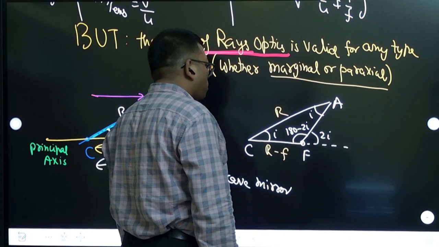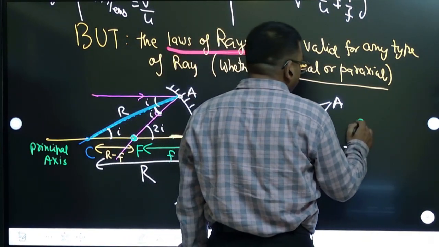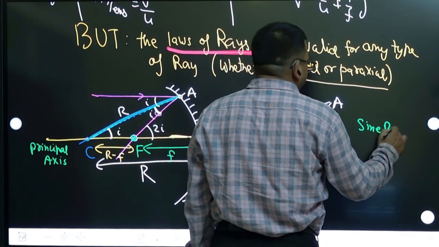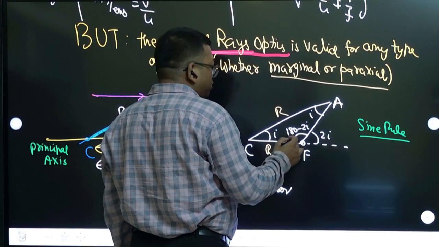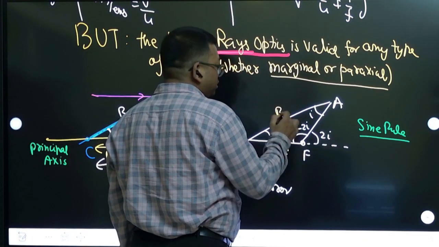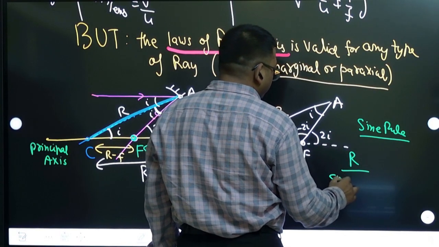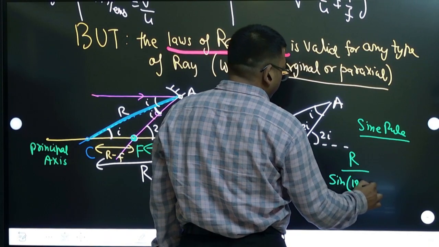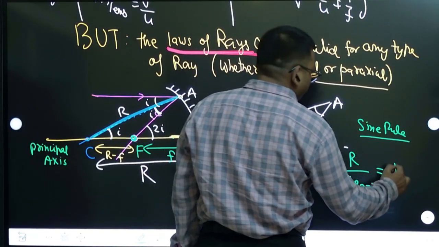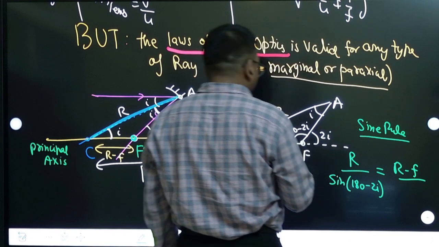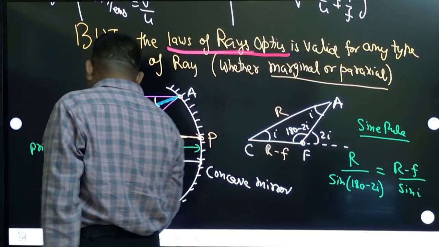So I will use the sine rule. All of you know the sine rule in a triangle: you have to see the angle and the side opposite to it. Suppose I take this side r. So r divided by sine of this angle, sine 180 minus 2I, and I take either of these sides, r minus f, divided by the opposite angle, sine I. I am applying the sine rule to calculate f.